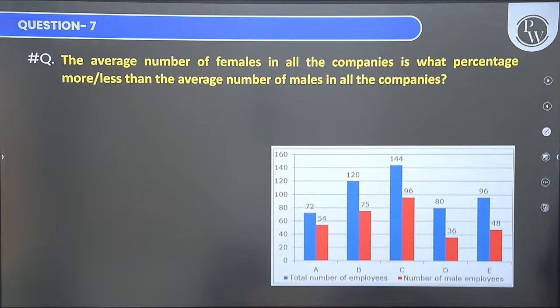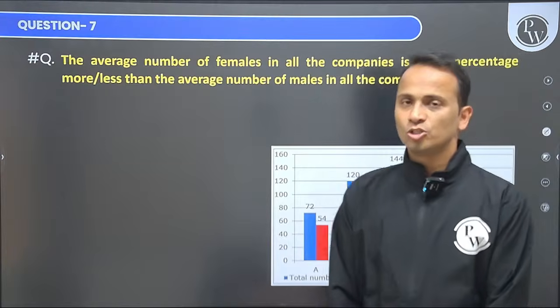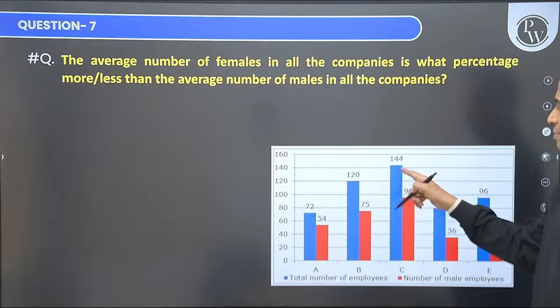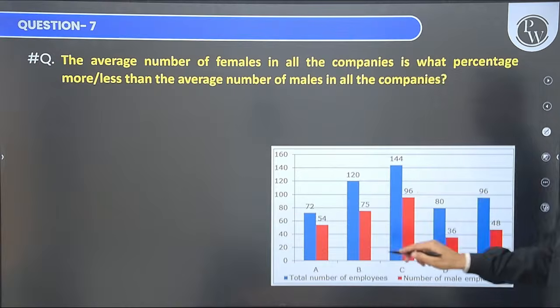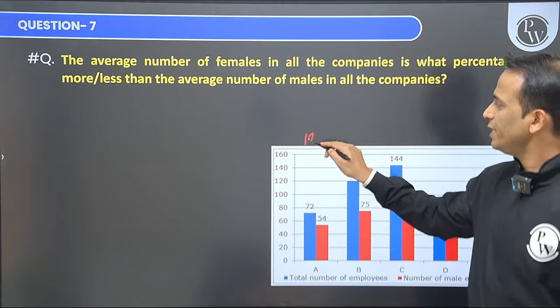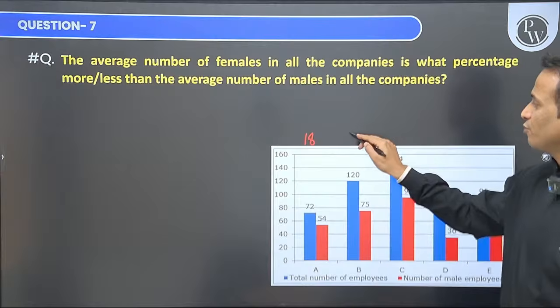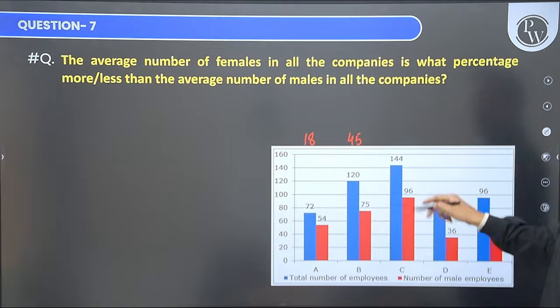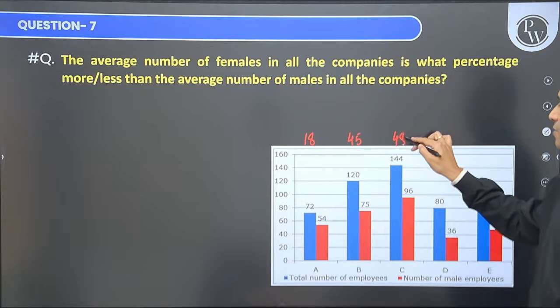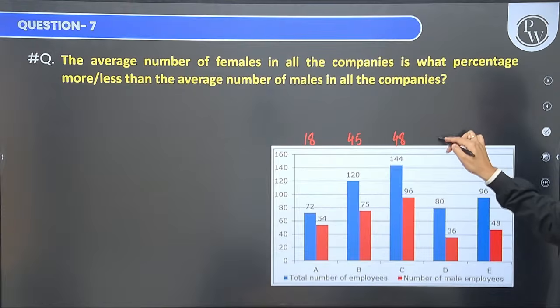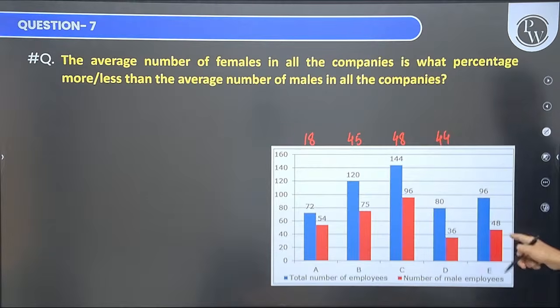Now, average number of females in all the companies is what percentage more or less than the average number of males in all the companies? So I'm writing the number of females everywhere. In the first case, number of females is 18. In the second case, 45. In the third case, 48. Next, it is 44. And finally, it is 48.